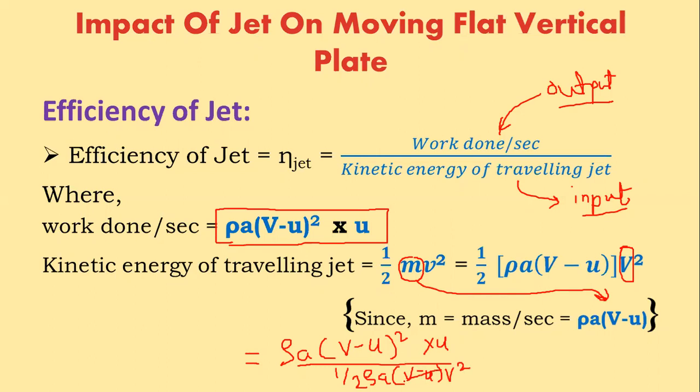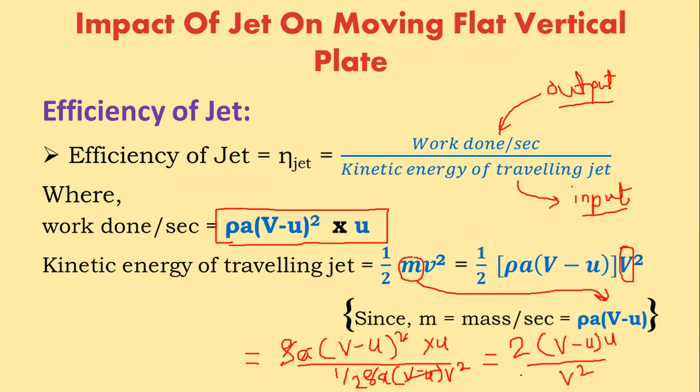So here one (v minus u) will get cut, rho into a will get cut. So we are going to get, sorry, 2 into (v minus u) bracket complete into u divided by V square. So this is the formula for efficiency of the jet.